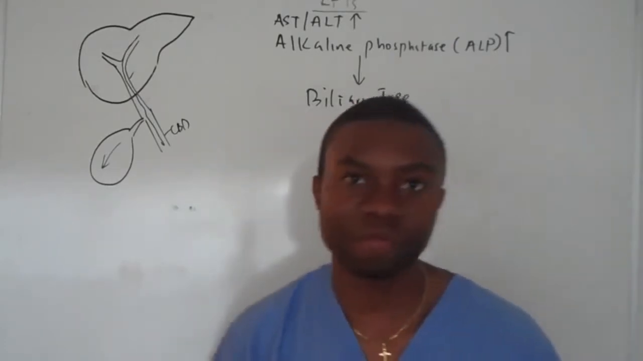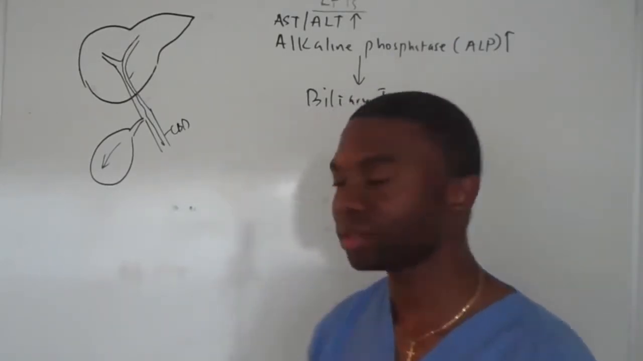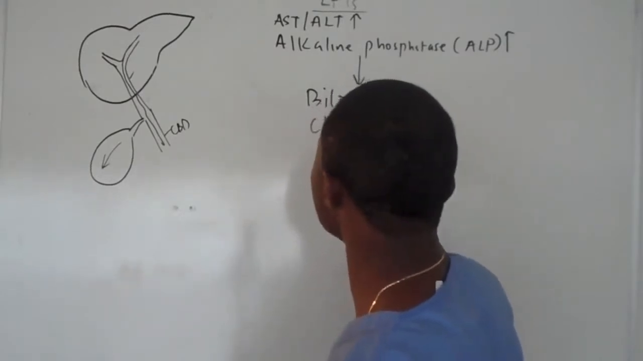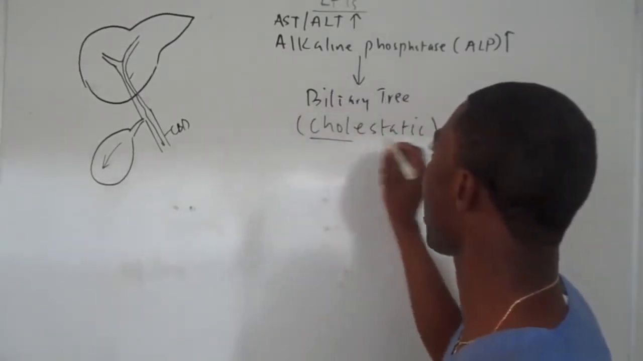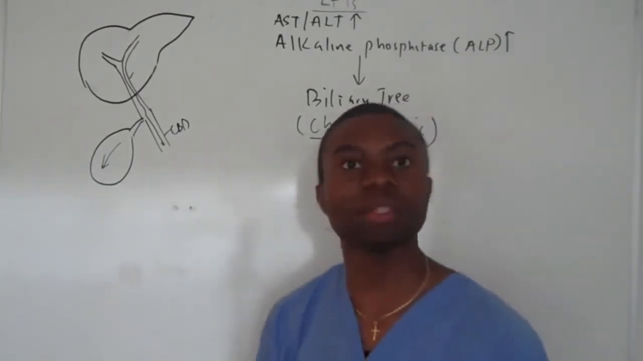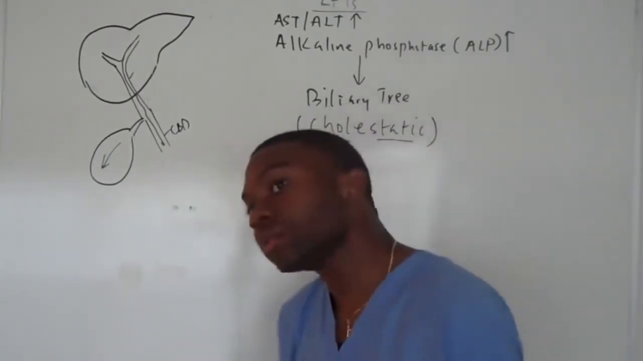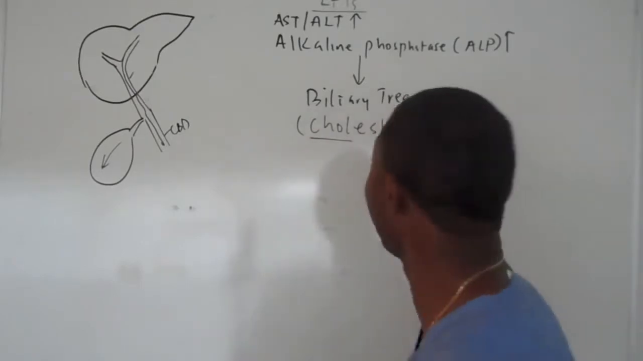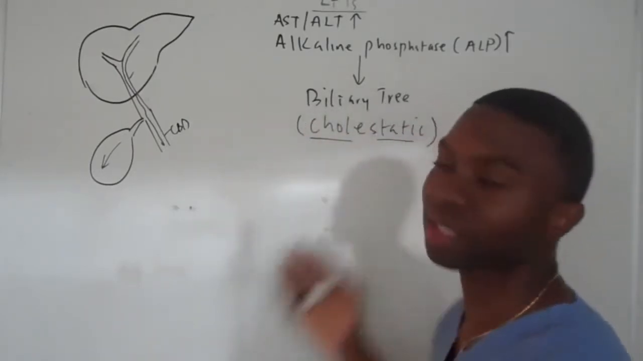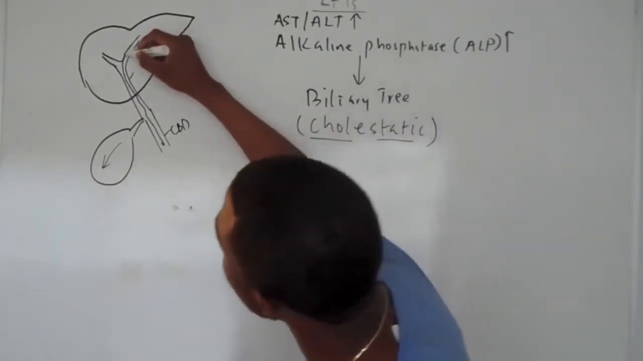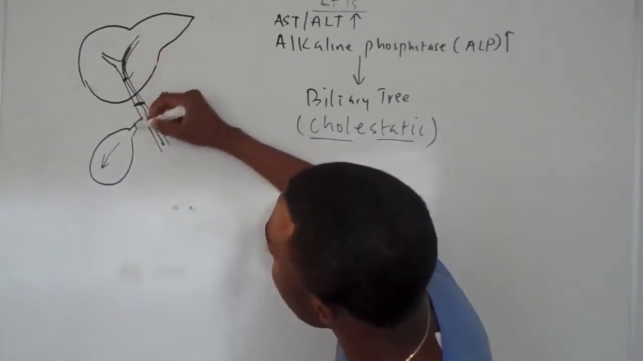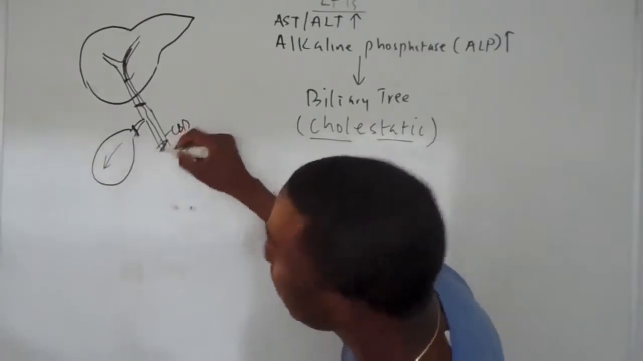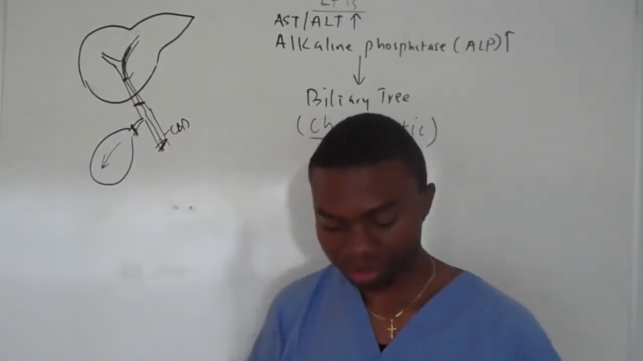But in medicine, we have to be fancy, right? What is biliary? So we call it cholestatic. Cholestatic: chol means bile, static means stasis. Stasis means something is not moving, right? So cholestatic means some kind of obstruction. Something is obstructing the bile from flowing from here, blocking it from coming out here, blocking it from coming out here. You getting the picture now?